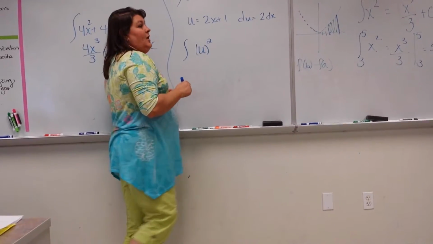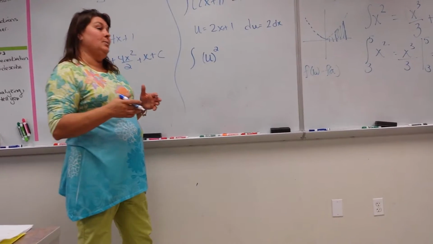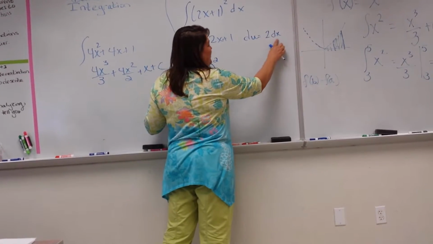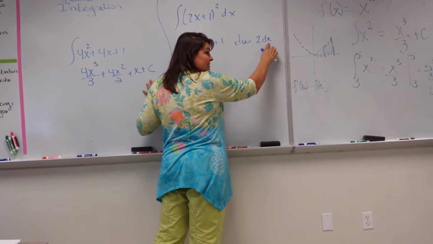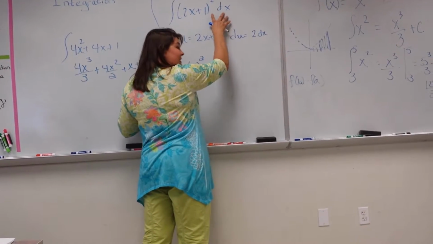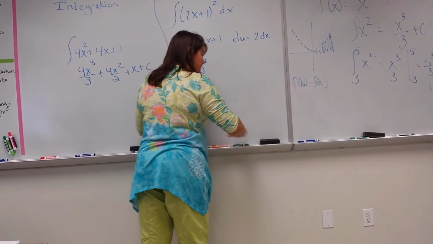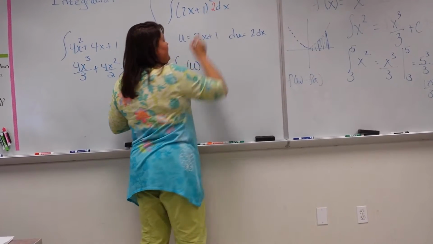Now, what is du? Because remember, I'm trying to rewrite this in terms of du. So I'm looking at it and I've got a problem: I have 2dx, but I only have dx. So I can change it, and I can put a 2 here. Now I have du.